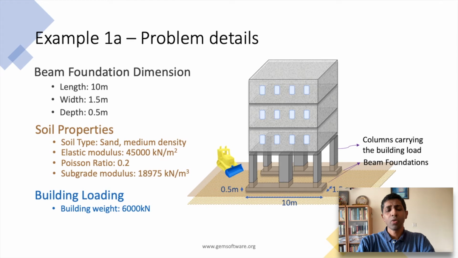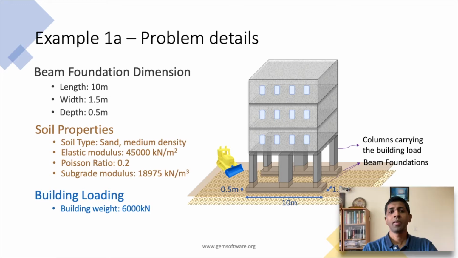So let me go over the problem that we will look at solving in this case. We have a 3-story building resting on 6 columns, which on top rests on 2 beam foundations. We are looking at a beam foundation dimension of 10 meters by 1.5 meters wide and 0.5 meter deep. It's about 1 meter below the ground. The advantage of using combined footing is to increase the total bearing capacity and reduce differential settlement.